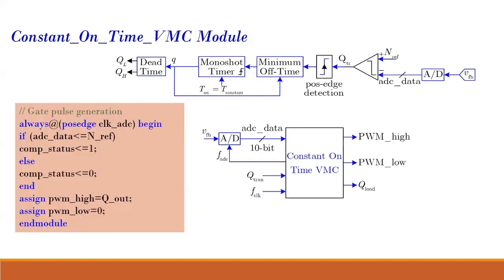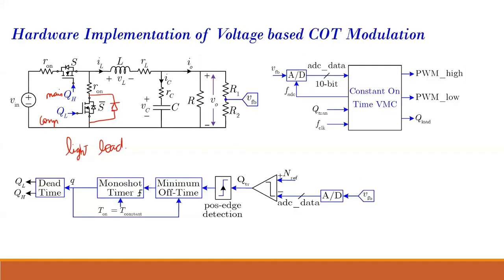So that's why I do not require any dead time circuit over here. No dead time circuit is required. Because I'm giving only one pulse for the main switch, the other switch is always off, and the current will conduct through the body diode. So that is the concept.